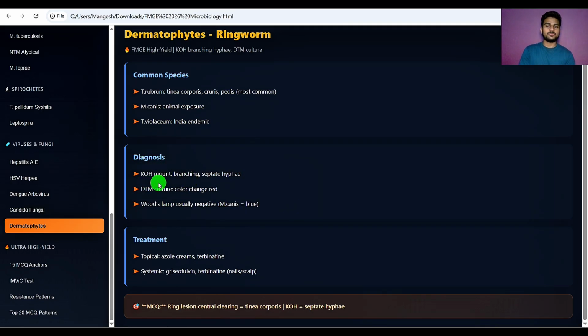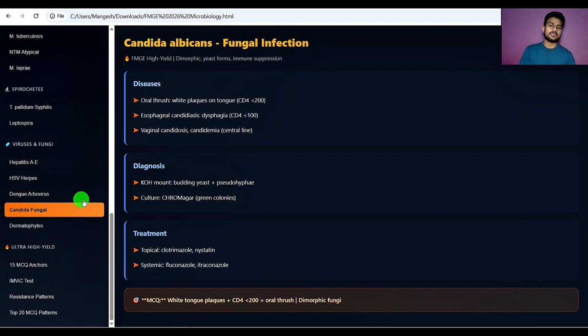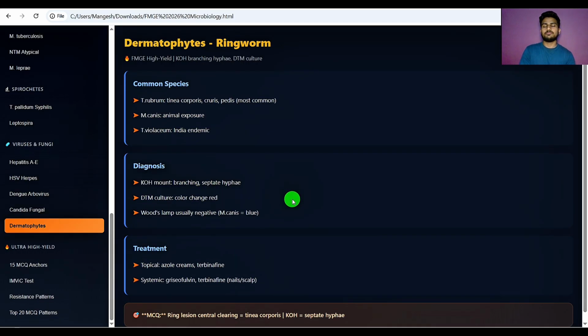For diagnosis we use KOH mount. There can be branching septate hyphae. Like this is what I was talking about. There are septate hyphae in this, but in Candida there are pseudohyphae. So this is how you differentiate between these two organisms.